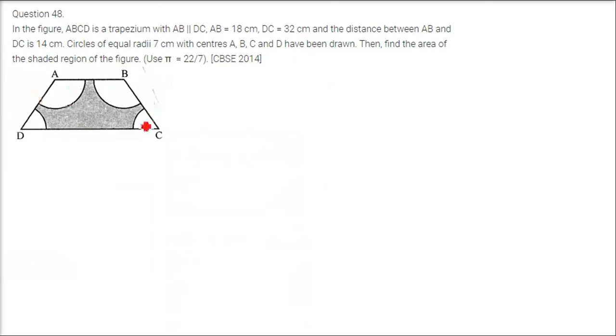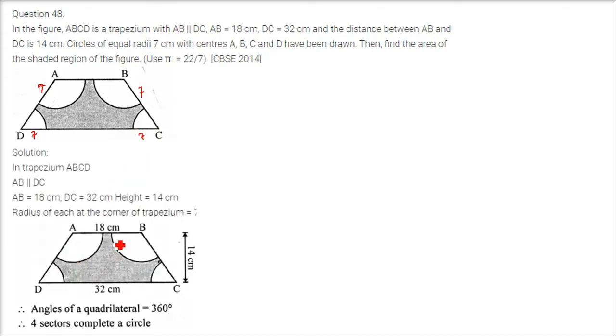In this figure, ABCD is a trapezium with AB parallel to DC. Now, AB is 18 and DC is 32, and the distance between AB and DC is given to be 14 centimeter. Circles of equal radii are drawn at A, B, C, D. So all have the radius 7. This is 18, this is 32, distance between them is 14 and the radius is 7. Find the area of the shaded region in the figure.